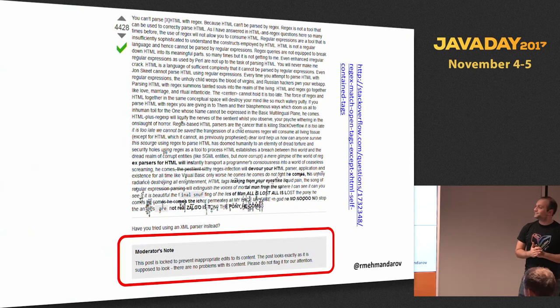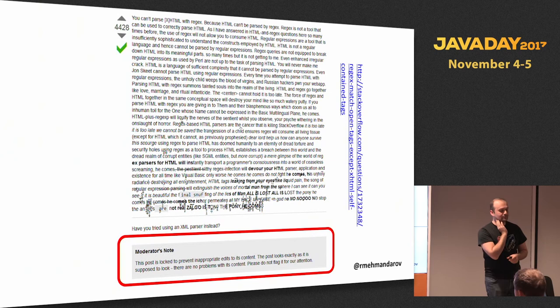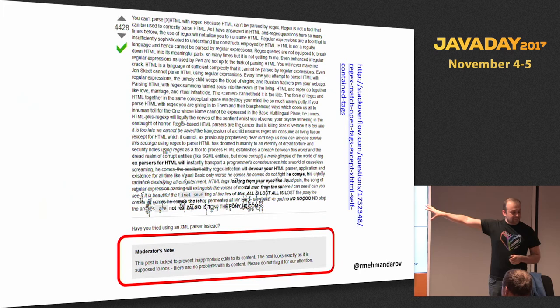Back then it was like 4,400. I guess it's more upvotes now, if you can still vote in that thing. But yeah, things like this will happen to you if you try to do matching with HTML. So don't do that.